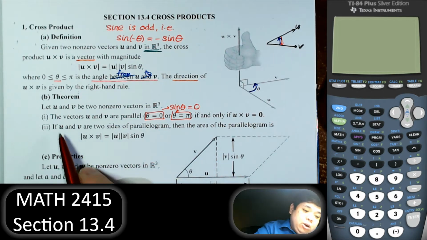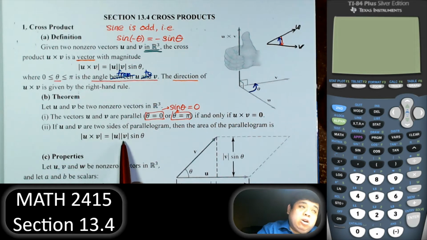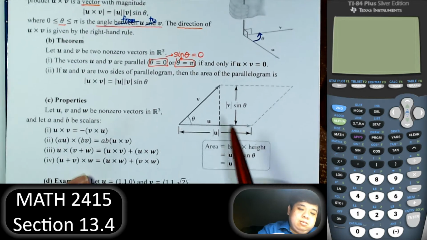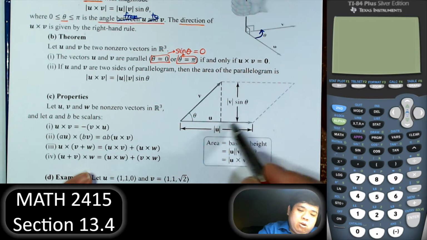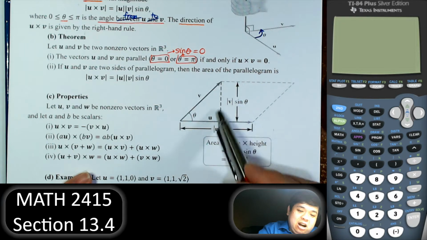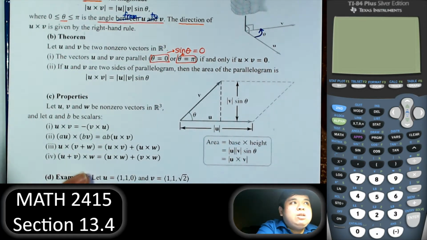Now, if u and v are two sides of a parallelogram, then the area of the parallelogram is given by the magnitude of the cross product. The derived formula is very simple: base times height, and the height is the magnitude of v times sine of the angle between them. Pretty much that. That's very simple.